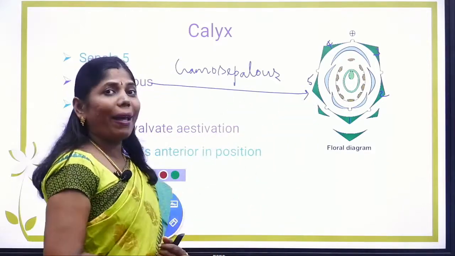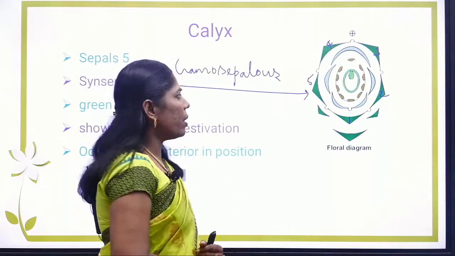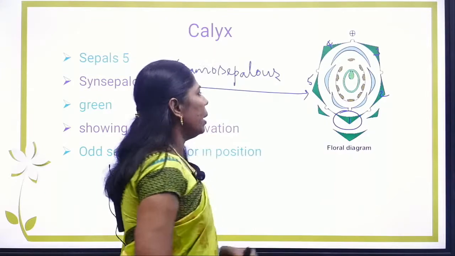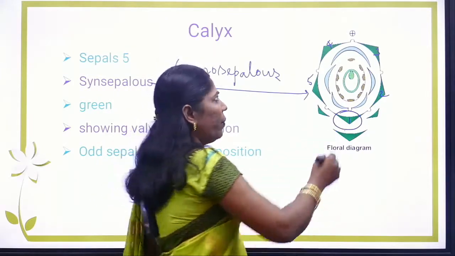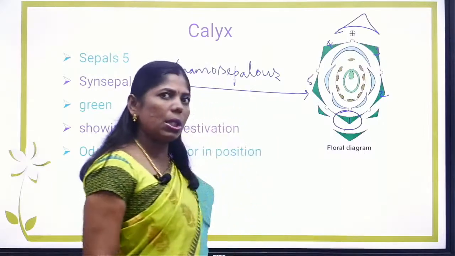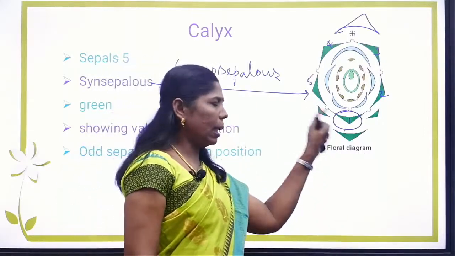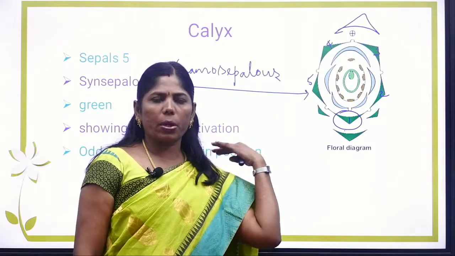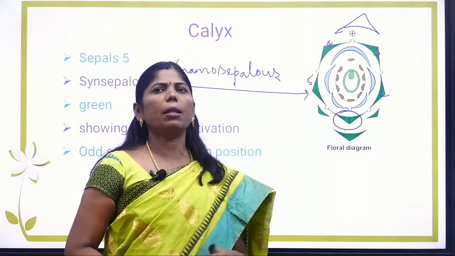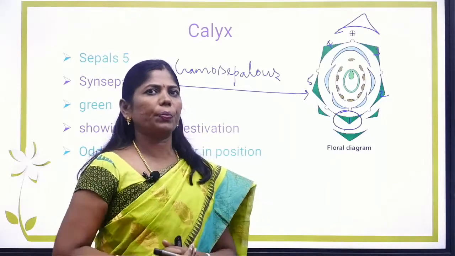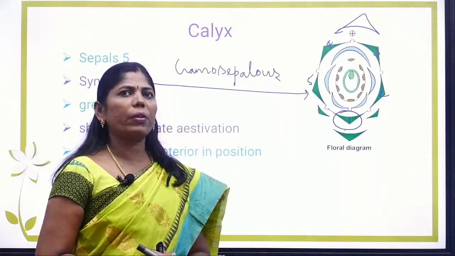So the odd sepal is in anterior position. Okay. So which one is the odd sepal? This is the odd sepal. Okay, the odd sepal is in the anterior position. If it is present here, that is posterior in position. This upper one is posterior, and since this is below, that is anterior in position. Okay. So this is posterior, that is anterior in position. We divide the flower into front part and back part like that. Okay. So that is a character of calyx.